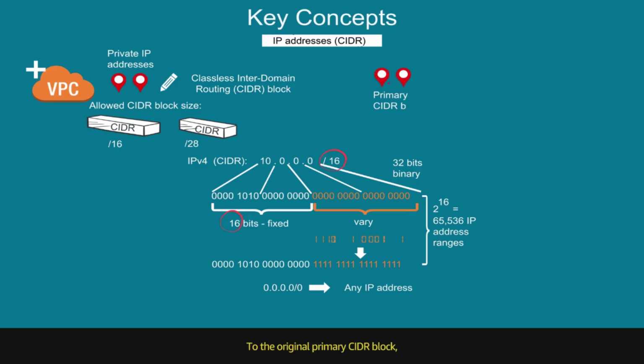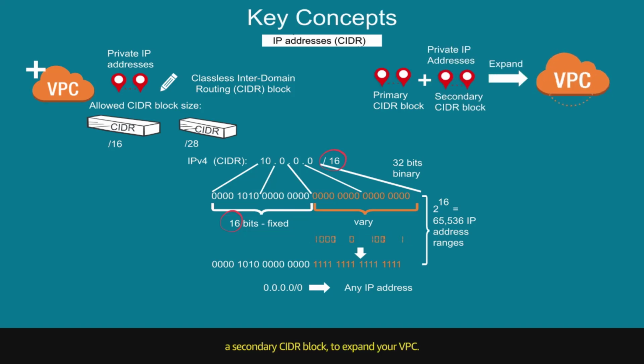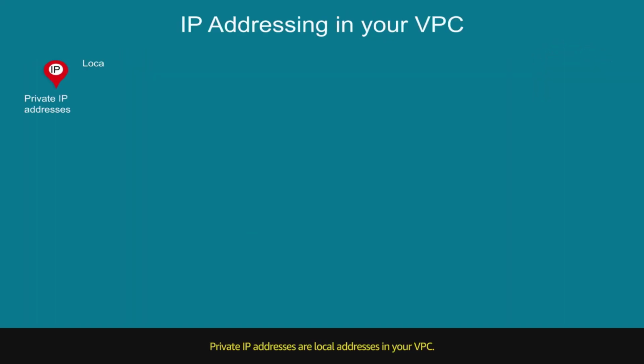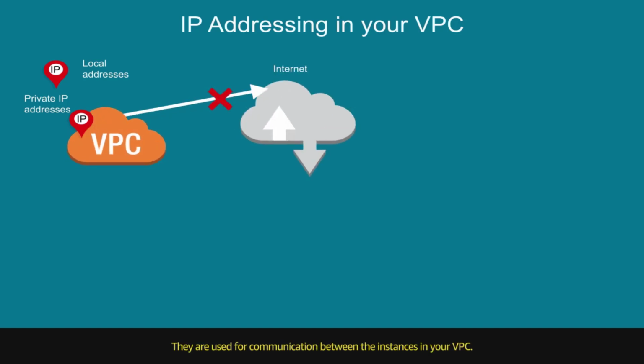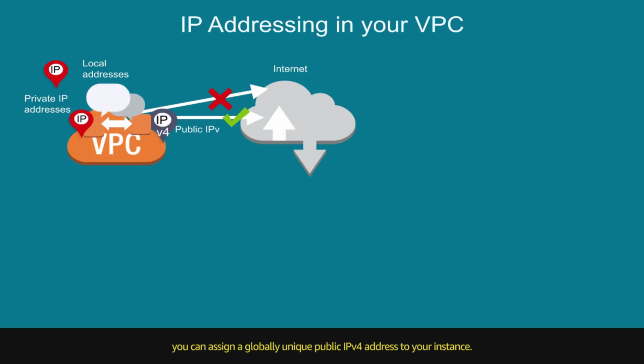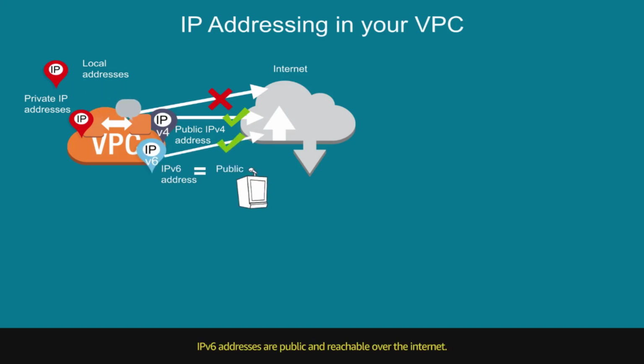To the original primary CIDR block, you can assign additional private IP addresses, a secondary CIDR block, to expand your VPC. Private IP addresses are local addresses in your VPC. They are not reachable over the internet. They are used for communication between the instances in your VPC. To connect to your instance over the internet, you can assign a globally unique, public IPv4 address to your instance. On the other hand, IPv6 addresses are public and reachable over the internet.